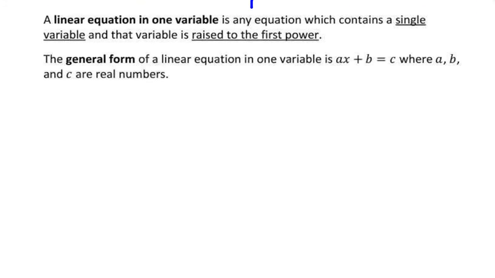We're going to focus our time in this first video looking at linear equations in one variable. So there's going to be a single variable, for example, x in our first example, and then we're going to have no exponents other than 1. So everything will be raised to the first power, unlike the example we just worked through. A general form of a linear equation is ax plus b equals c, where a, b, and c are real numbers.